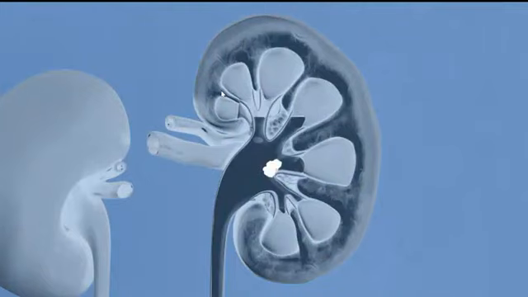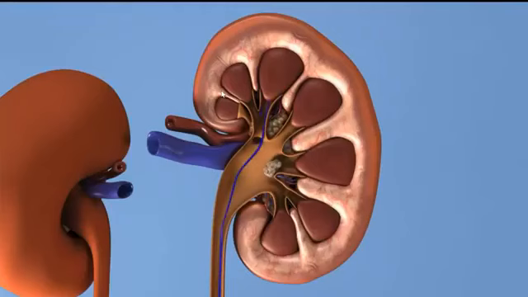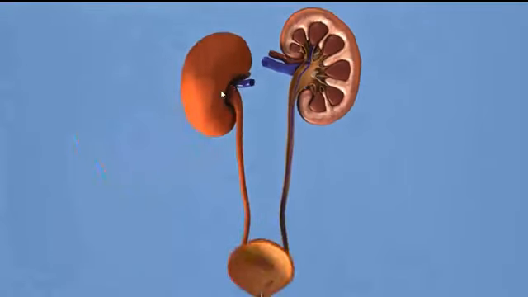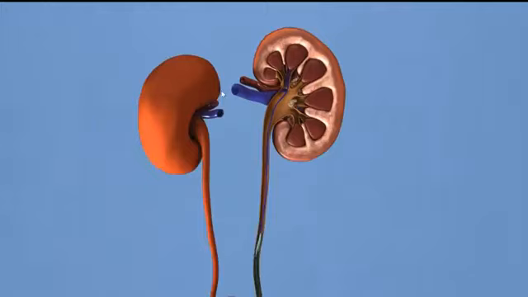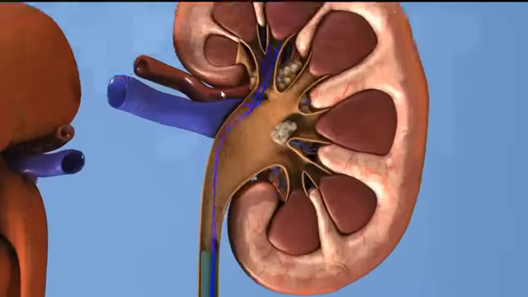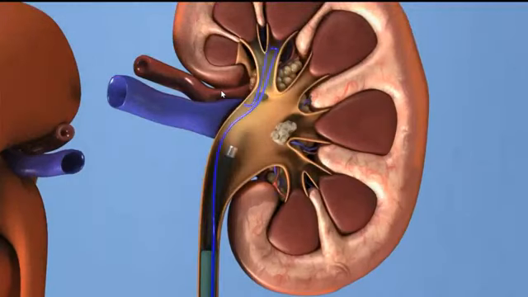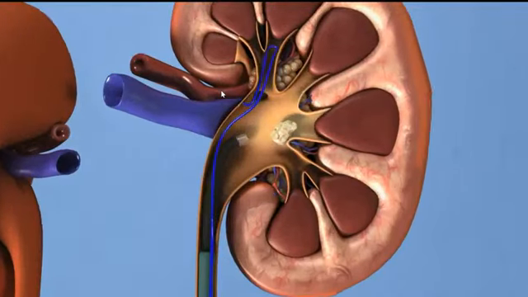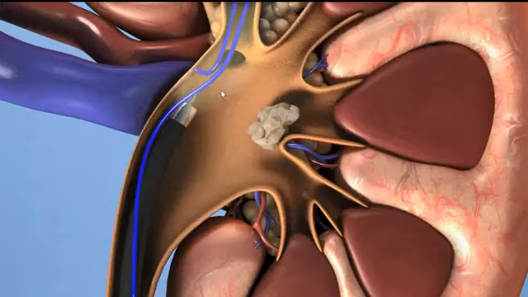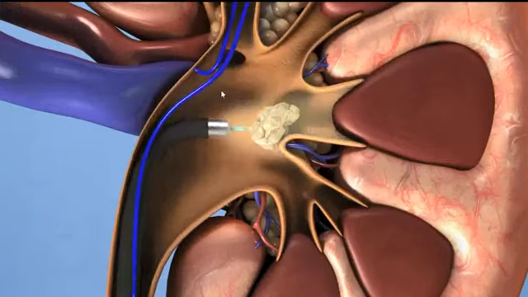A so-called safety wire that helps guide the ureteroscope through the ureter is inserted. Depending on the location of the stone, a rigid or flexible ureteroscope is passed through the urethra into the bladder, following the safety wire into the ureter, the small tube that drains urine from the kidney to the bladder. Once the stone is located, it may be pulled out directly with a so-called stone basket, or a laser is used to break the stone into smaller pieces.